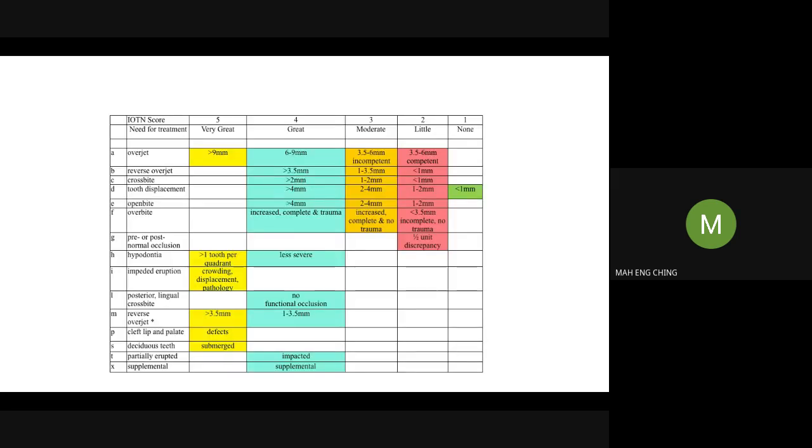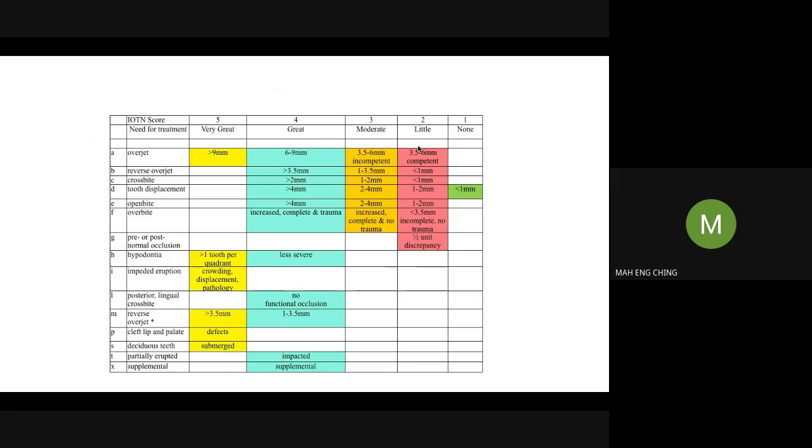So this chart just summarizes all the IOTN problems. For the first one, we have A, B, C, D, E, F, G. This just categorizes all the problems. So A means overjet. If the overjet is more than 9 millimeters, then it gives you 5A. If it is 6 to 9, then it gives you 4A. And overjet 3 to 6 with incompetent lips gives you 3A.